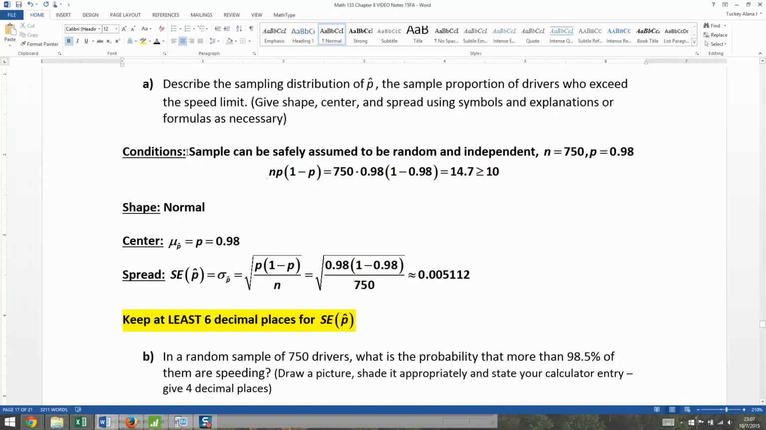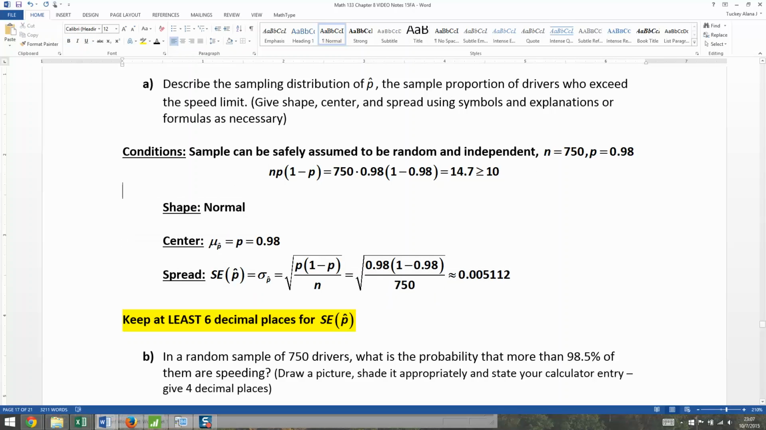Okay, so we proved the conditions, condition 1, condition 2, condition 3, and then we found the n and the p along the way. And once we had those conditions, we know that these 3 things are true. The shape is normal, etc.